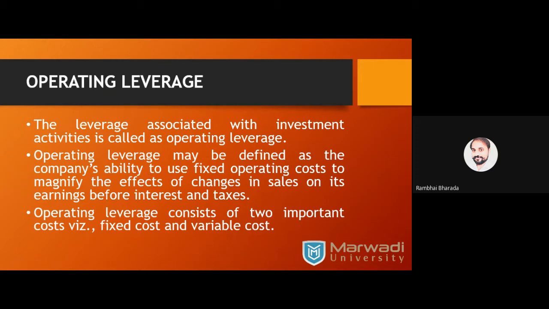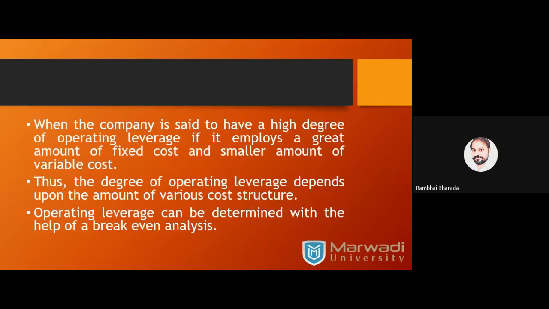There are two main important costs. One is fixed cost, the second is variable cost. Fixed cost means cost remains the same in respect of production or output. Variable cost means cost varies with the output. If we produce 1 unit, the cost is different; if we produce 10, 50, 20, it depends upon the number of units. Then we saw that if the degree of operating leverage is high, the company has more fixed cost, and as the company has more fixed cost, it has more risk.